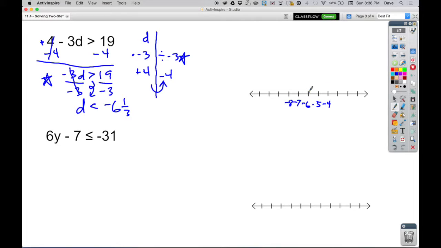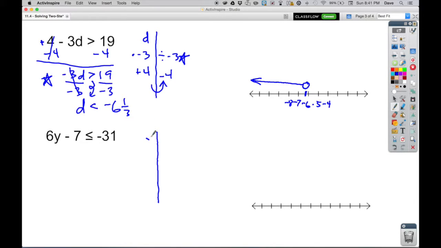Negative 6 1/3 would be right about there. So D is less than negative 6 1/3, but not equal to it. So not equal, so open circle, and everything less than. All right, now this next one I included because this involves something where I see people make mistakes quite often.